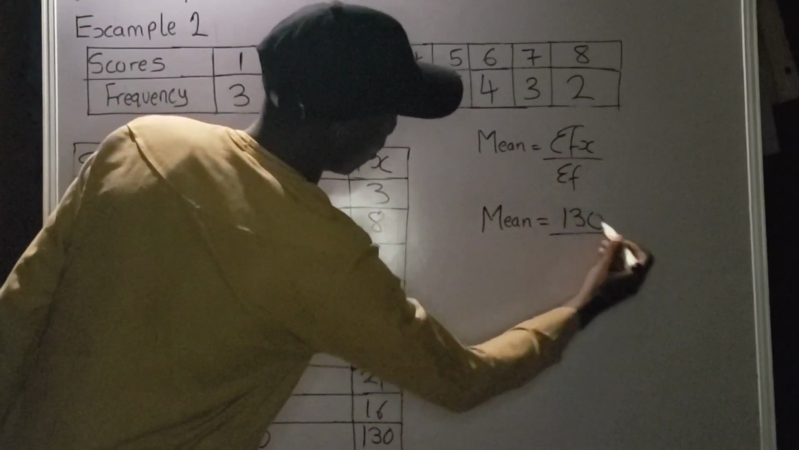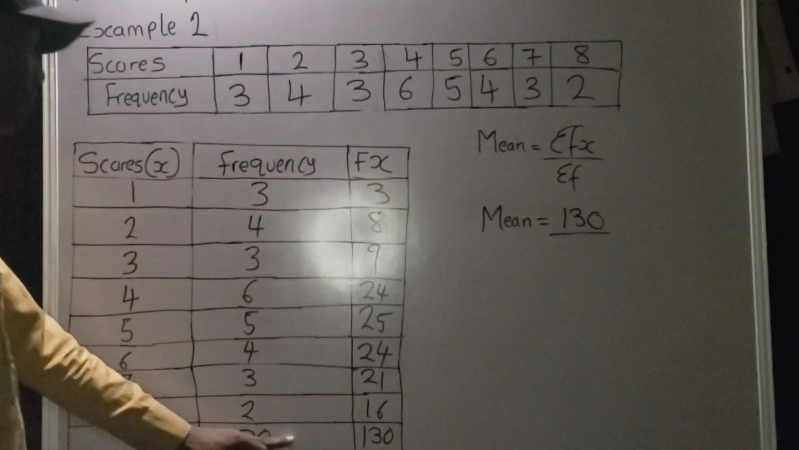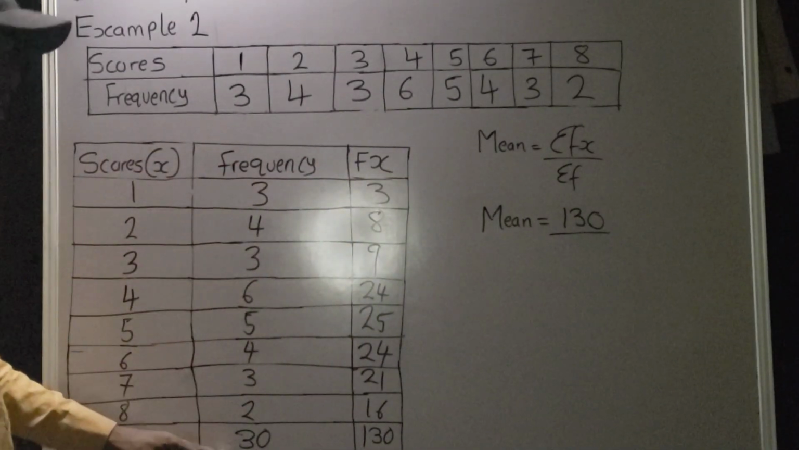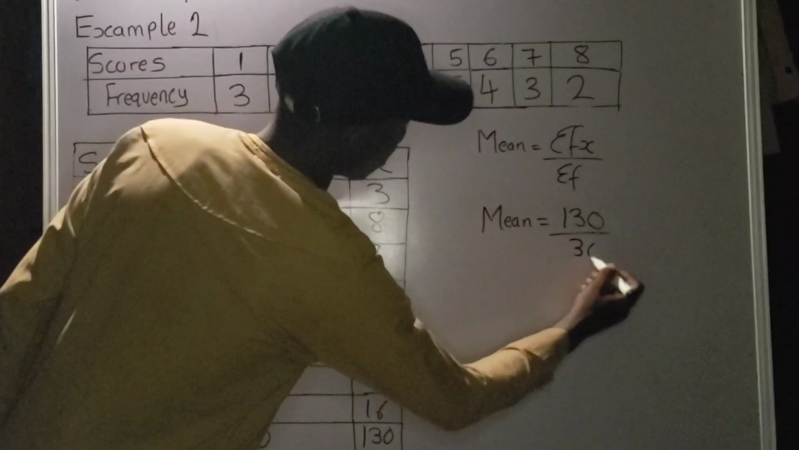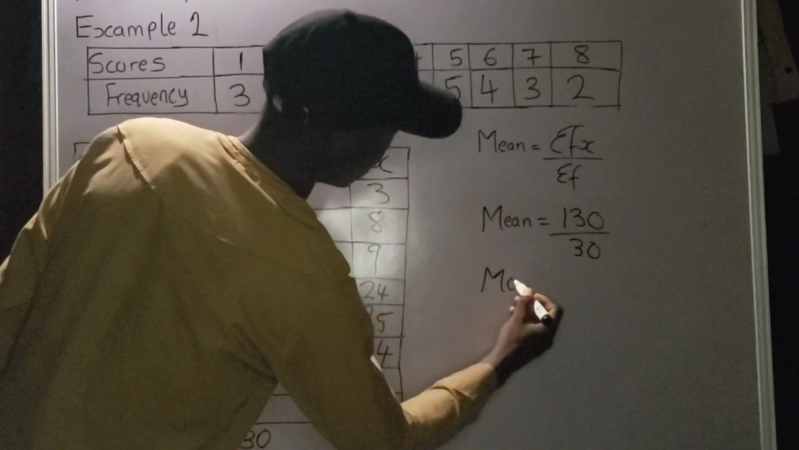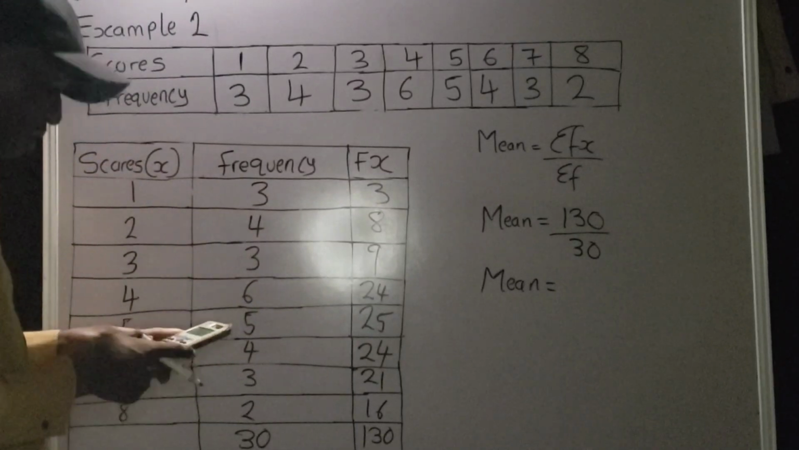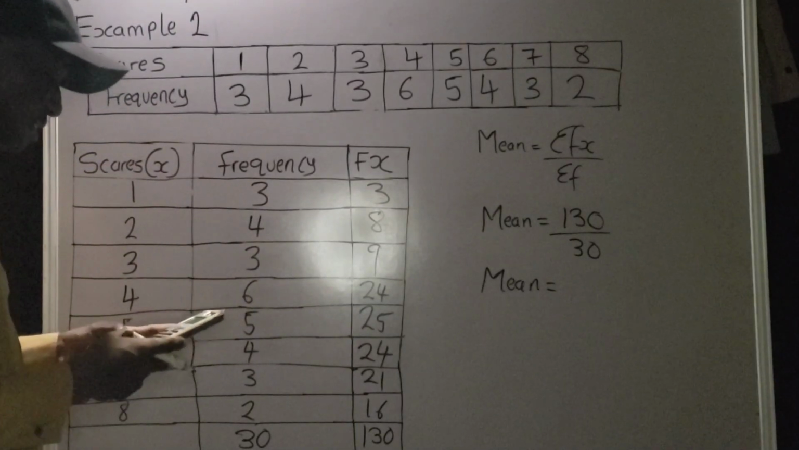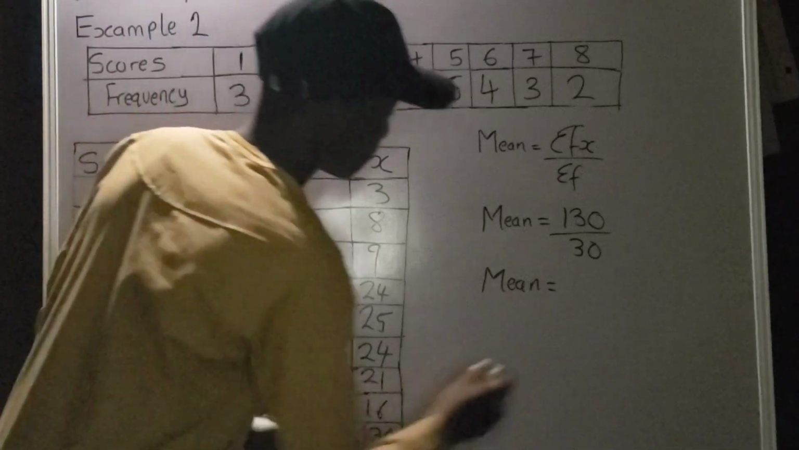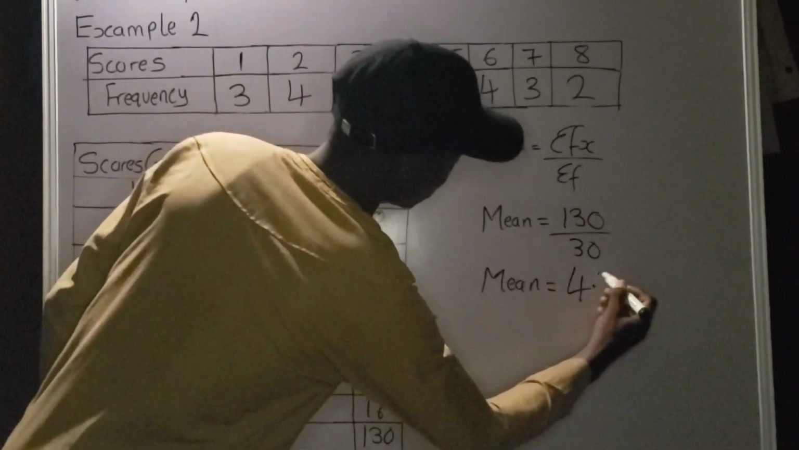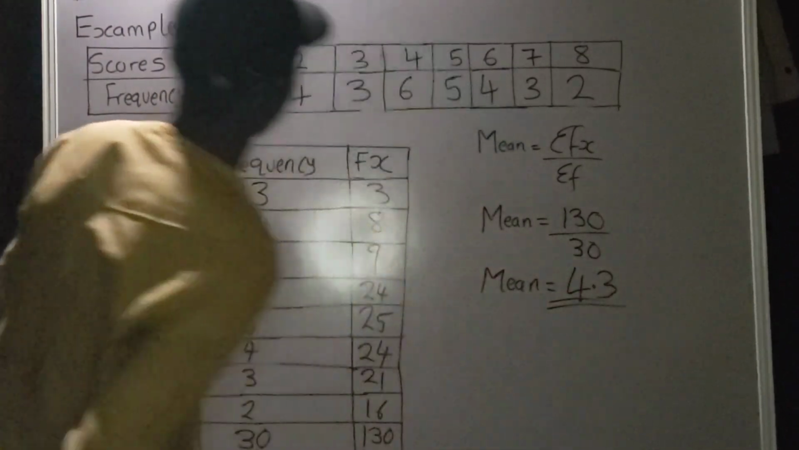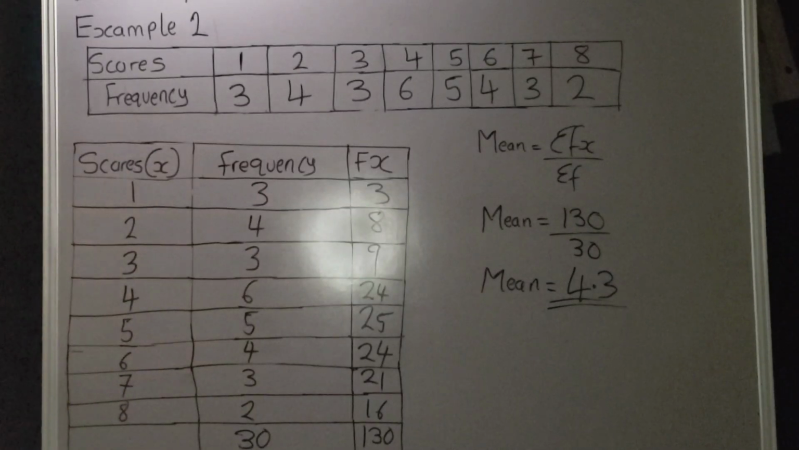So the mean of this frequency distribution is equal to summation fx, 130, all over summation f. Summation f is what? 30. So 130 all over 30. If you divide 130 by 30, that is 4.3. So the mean of this frequency distribution is 4.3. So let's proceed to example 3.